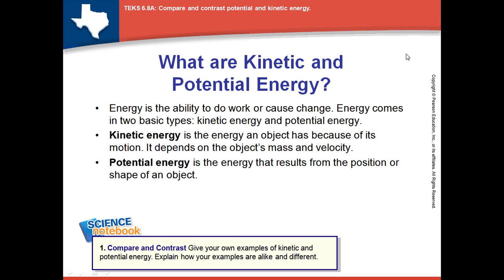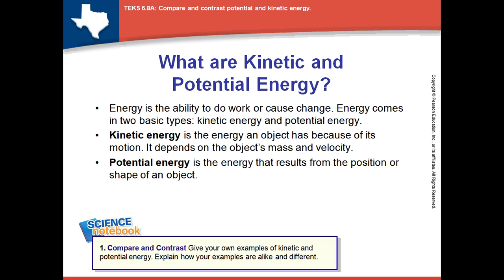We are starting Unit 6 on force and motion. And our first TEK we're going to look at is 6.8A. We are going to compare and contrast potential and kinetic energy. First, let's look at what potential and kinetic energy is.